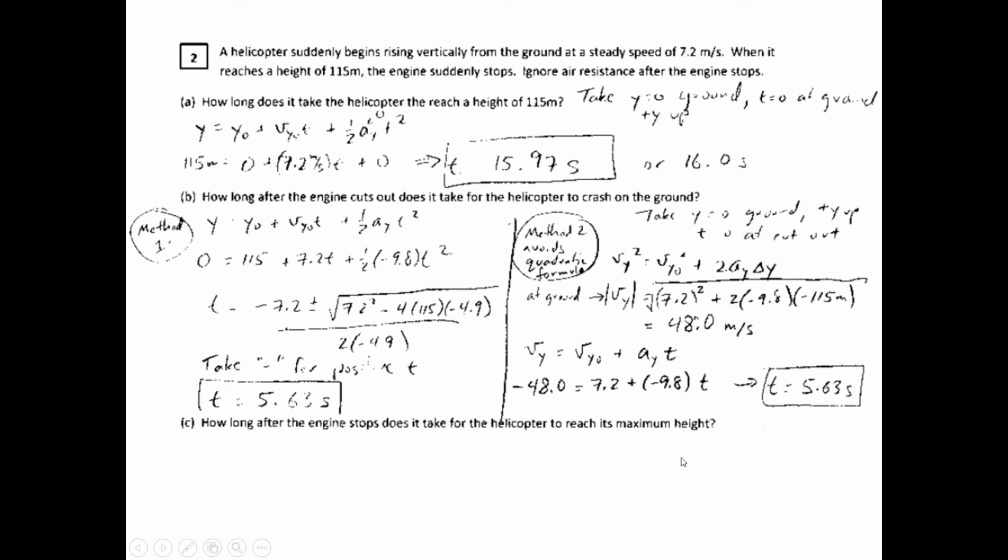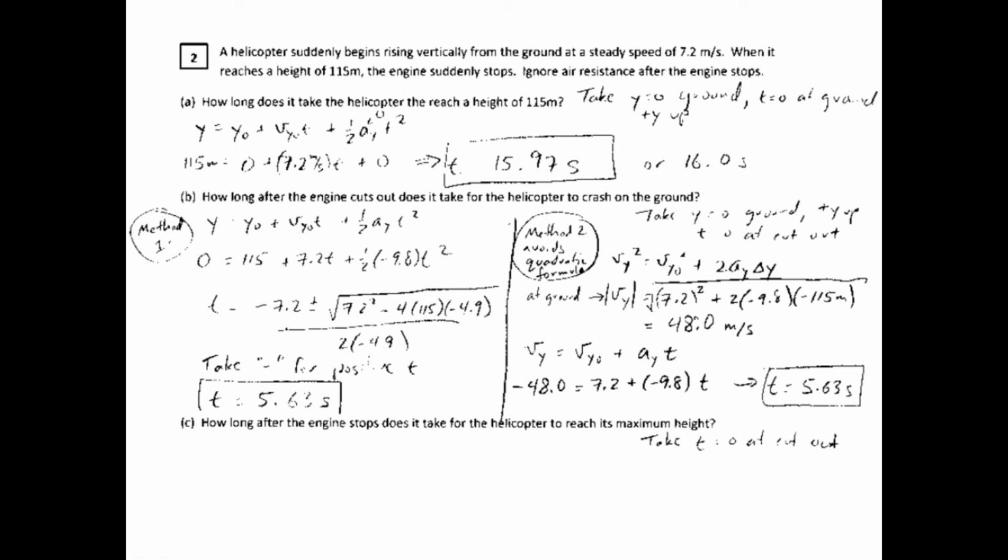So here I'm interested in not how long it takes to get from engine cutout to ground, but rather from engine cutout to maximum height. And so I'm going to take t equals 0 at cutout, and I'm going to take t final to be when it reaches maximum height. Same conventions for y: plus y is up, y equals 0 at the ground.